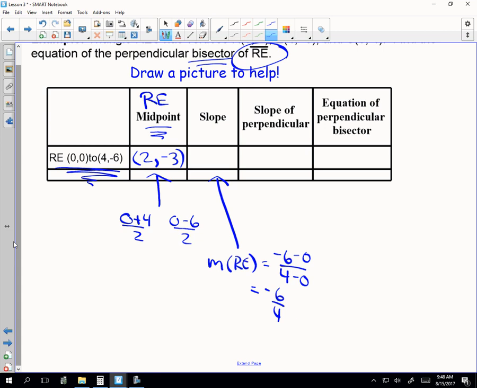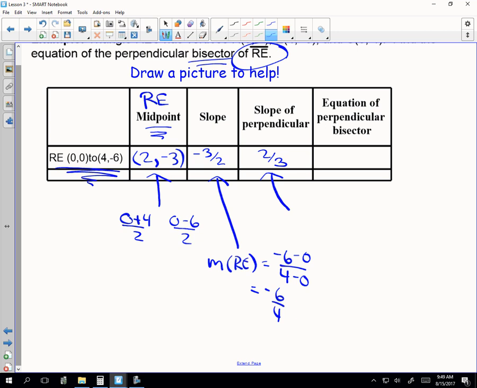So we have a slope of negative 3 over 2. Now, next thing we need is our perpendicular slope. And remember what it means to be perpendicular. Perpendicular is an opposite reciprocal. Opposite means we change the sign, so it's not going to be negative, it's going to be positive. And reciprocal tells us that we have to flip the fraction. Okay, so we flip the fraction.